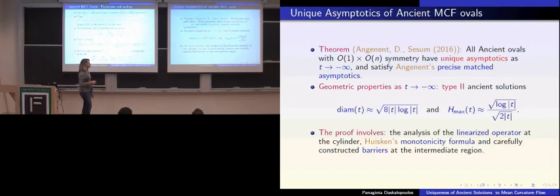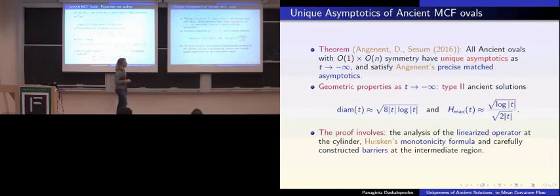From our exact asymptotics, we have a pretty good estimate for the diameter of our solution as t approaches minus infinity, and for the maximum curvature. And if you remember, we have these ovals. This is the diameter. And now we know, it's not hard to show, that the maximum curvature is attained at the two tips. All right? Okay.